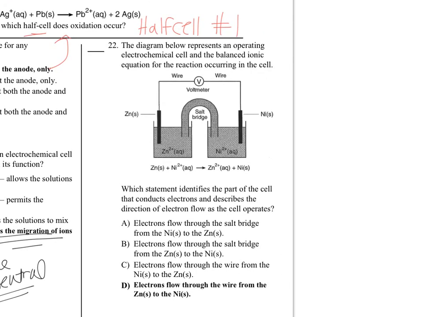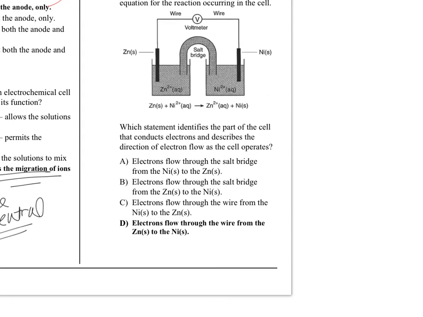22. The diagram below represents the voltaic cell. Which statement identifies the part of the cell that conducts electrons, and describes the direction of the flow? Well, guess what? We know that electrons flow through the wires, and unless you want me to play a certain song for you again, hopefully you remember that electrons flow from anode to cathode, and in this case you have to determine which one's the anode.